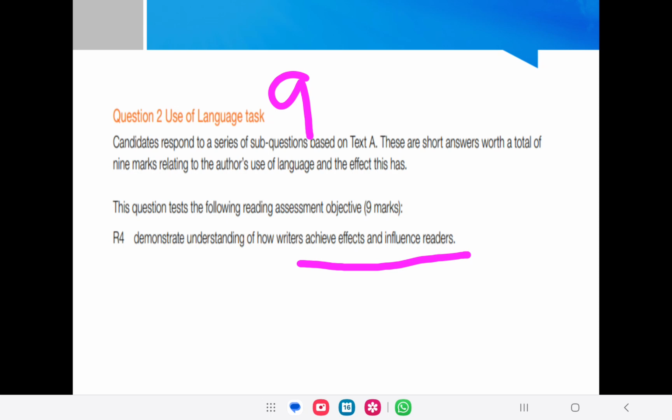So here we now know that question number 2 is 9 marks, and this is A to E, 5 questions. The use of language task has 5 short questions, and that makes it 9 marks.